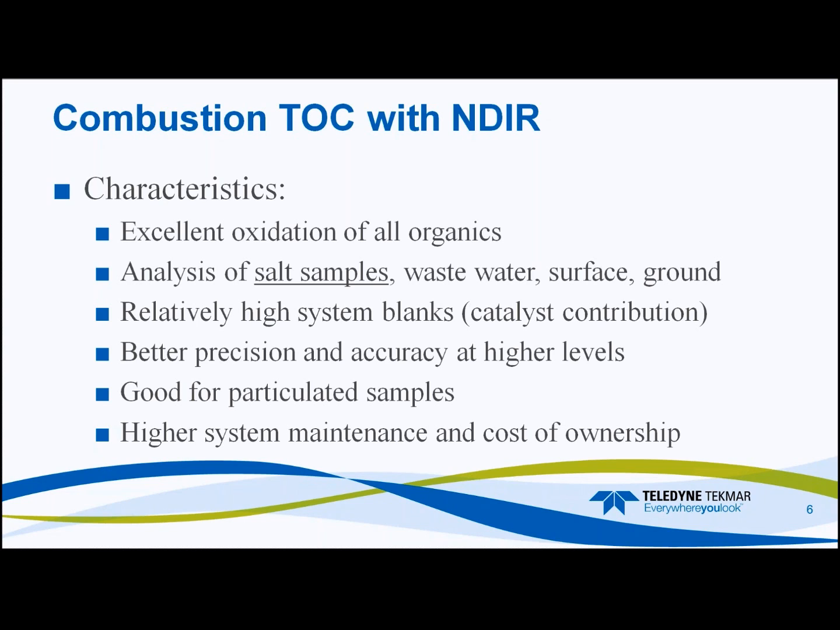Generally with combustion, we have better precision and accuracy at higher levels, more in the ppm, say 1 ppm and higher. It's very good for particulated samples. But sometimes people say, well, there's a lot more maintenance and cost of ownership associated with combustion because you have to obviously change the combustion tube, which takes into account that catalyst. In other cases, you may have some type of sample delivery system or an injection needle. So that's going to need changing.